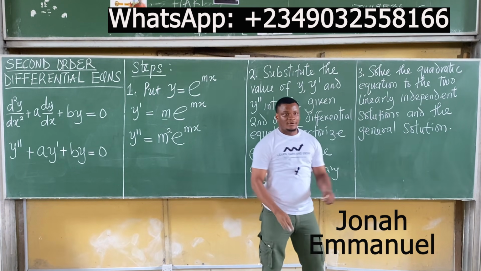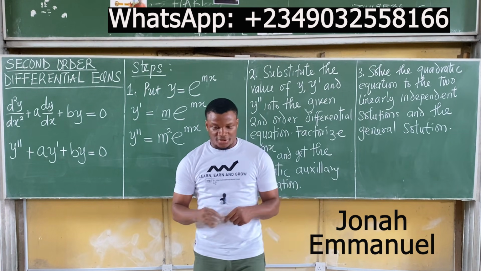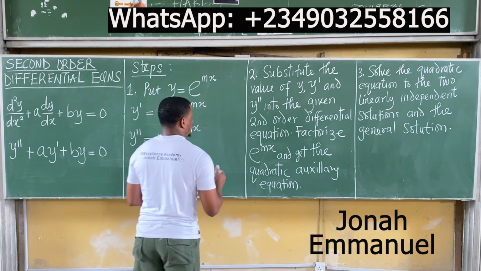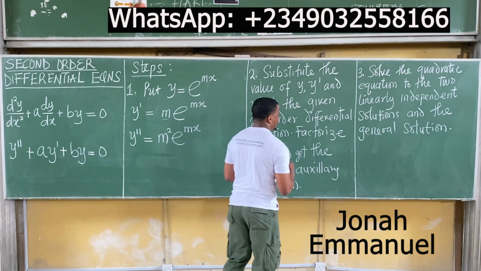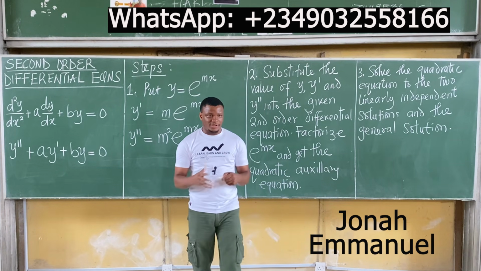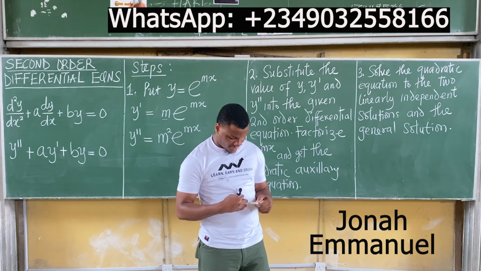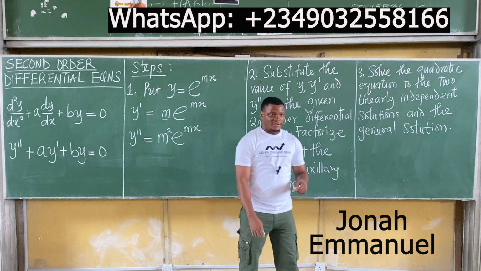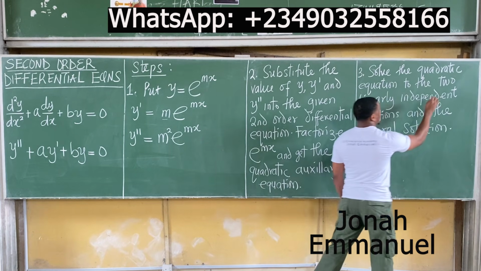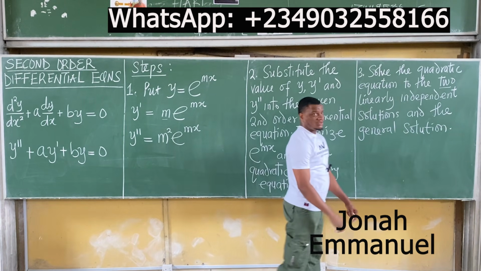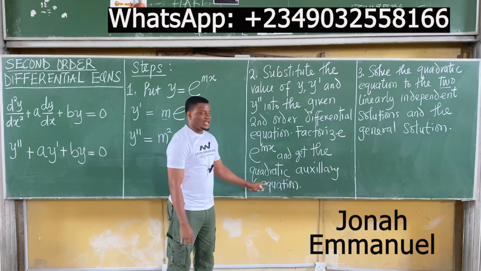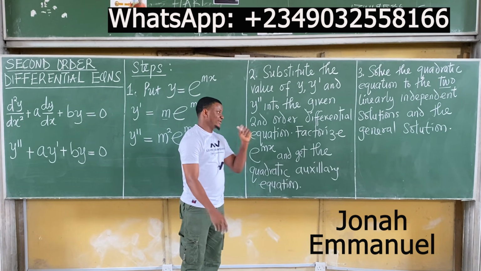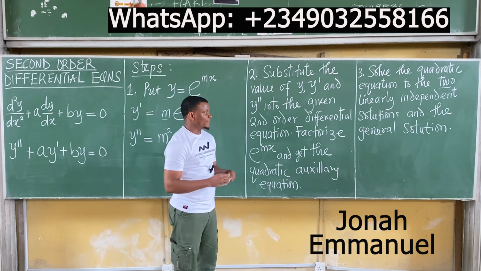To solve the quadratic equation to get the two linearly independent solutions and the general solution. That's about it. Let me throw some emphasis on this. We said 2. Why is it 2? Well, we know that if I solve a quadratic equation, how many answers do I expect? 2. That's why we say 2 linearly independent solutions.